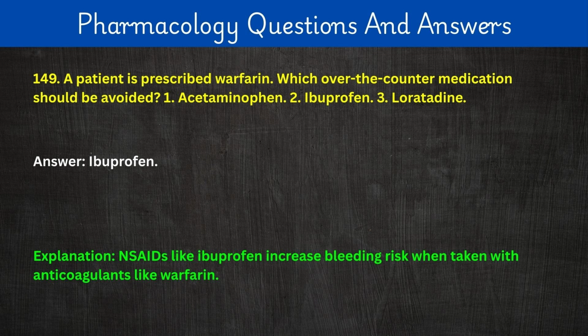149. A patient is prescribed warfarin. Which over-the-counter medication should be avoided? 1. Acetaminophen. 2. Ibuprofen. 3. Loratadine. Answer: ibuprofen. Explanation: NSAIDs like ibuprofen increase bleeding risk when taken with anticoagulants like warfarin.